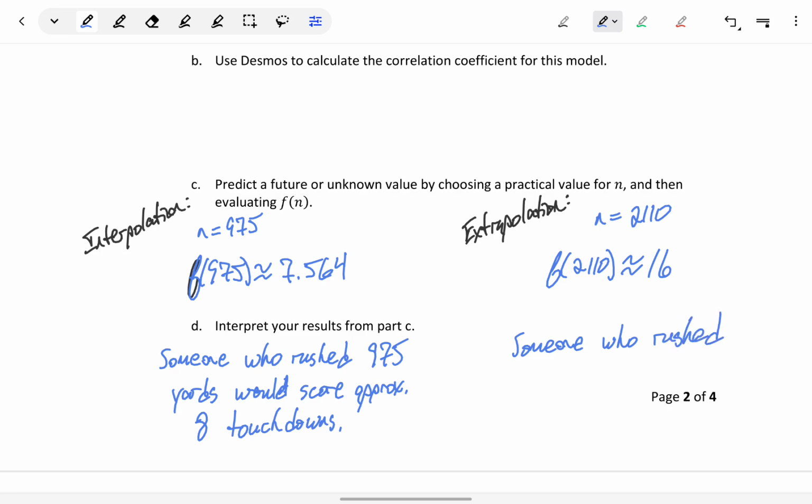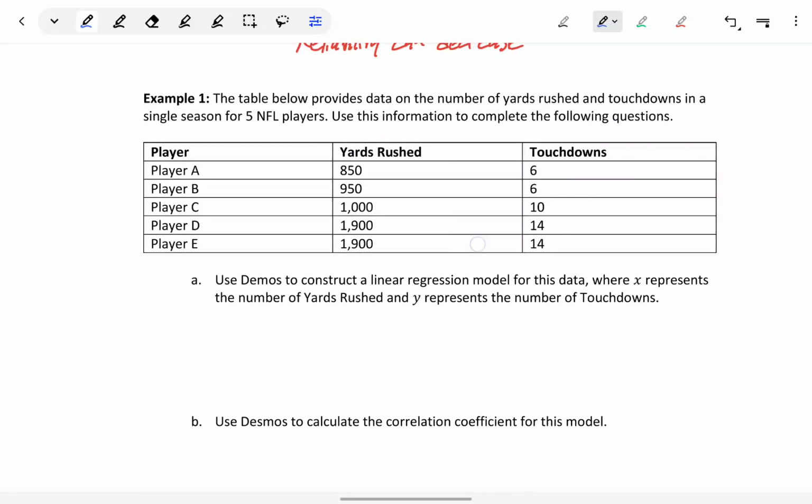So we would expect someone who rushed 2,110 yards to score 16 touchdowns. But again, this is assuming that linear pattern holds, because if we look back at our table above, 2,110 is clearly larger than any value in our data set for yards rushed. So we're talking about extrapolation. We're beyond the known values that we've already thrown into our assessment here. So it doesn't mean that that prediction is wrong. It just means that it might be less reliable.